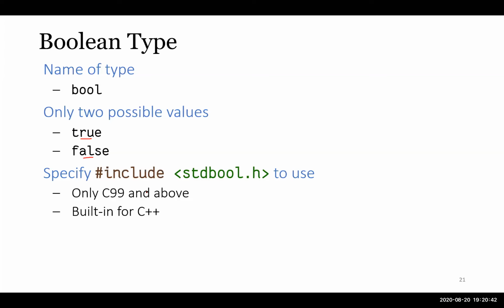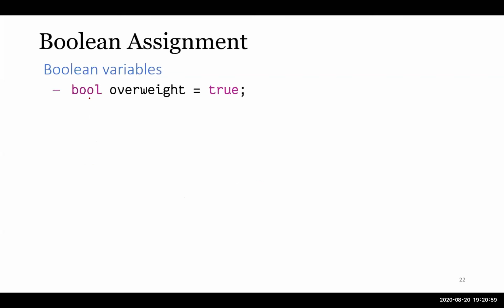In C99 C, you must include a special directive to use this true and false, but that doesn't matter. We are working with C++ in our course. C++ has built-in true and false, it has the bool type, so no problem. So with bool, you can declare your variables to be bool. When you declare a variable overweight with bool, you can say overweight is true. So overweight has this logical value true.